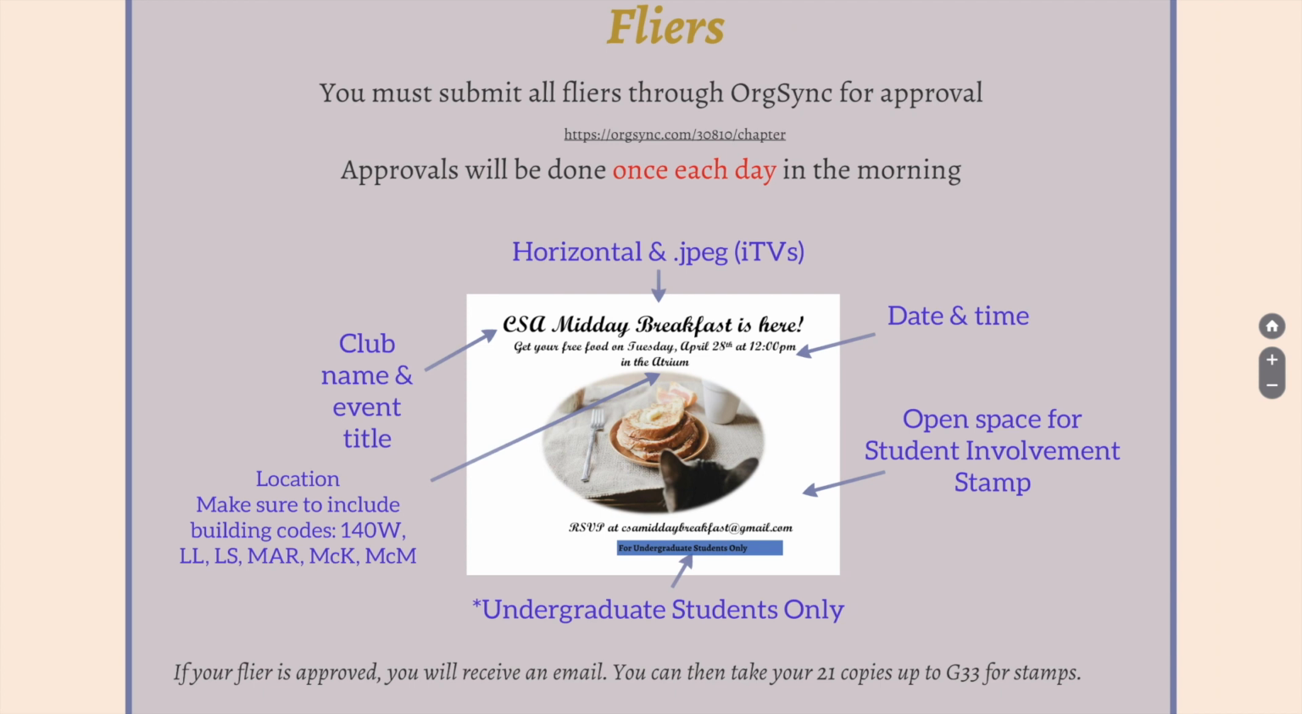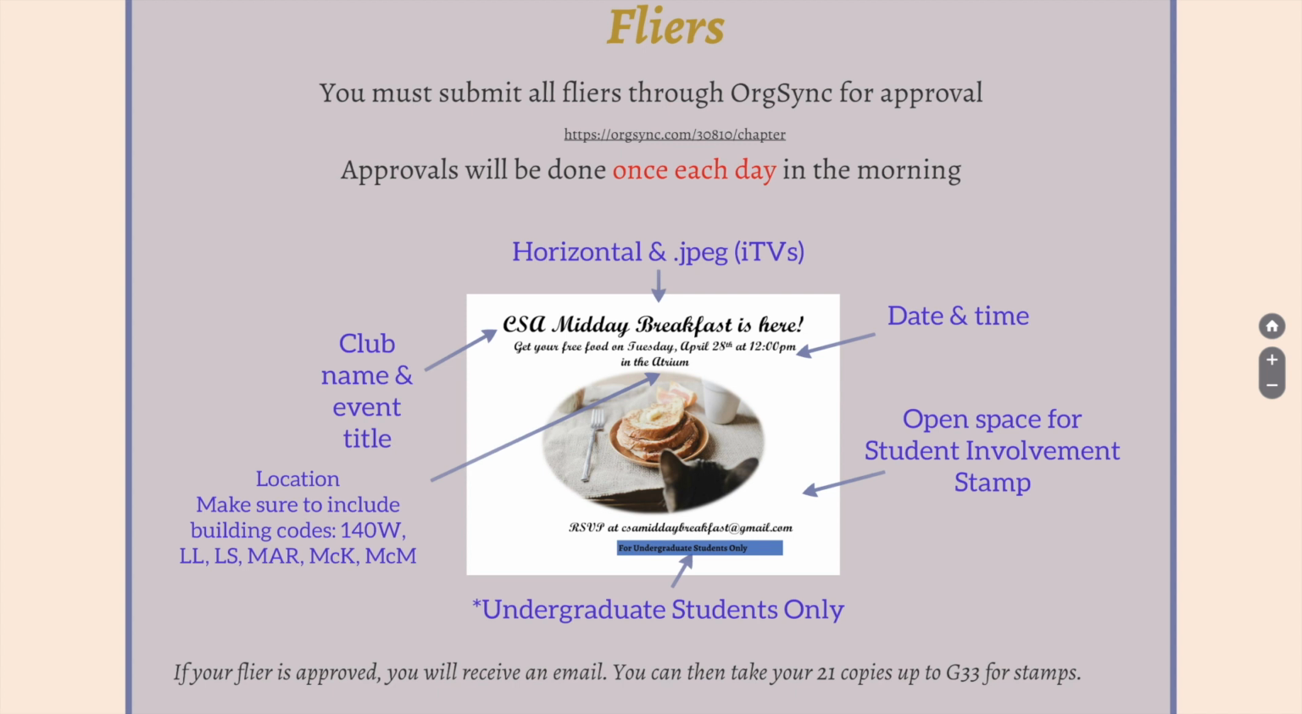All flyers must be submitted through OrgSync for approval before posting. Approvals will be done once each day in the morning. If you'd like to include your flyer on the ITVs, submit it in a horizontal format. Include the correct club name and event title, the location, which includes your building code, such as 140W, LL, LS, etc., the correct date and time, an open space for the Student Involvement stamp, and the phrase undergraduate students only.